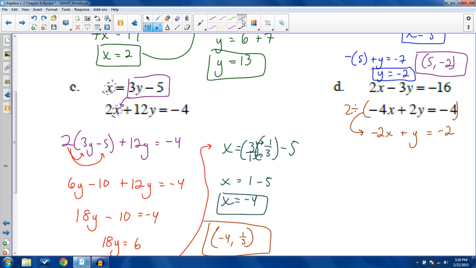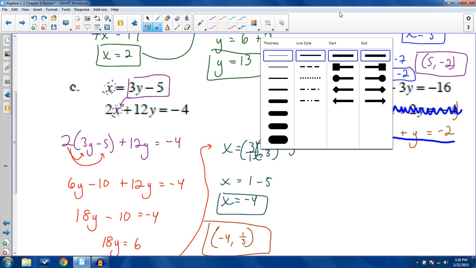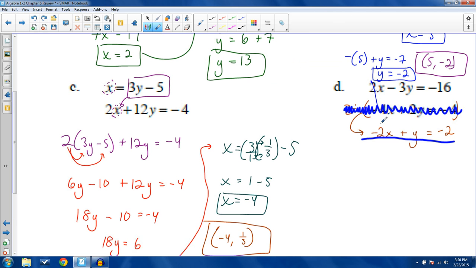So now that I'm at that step, this equation can go away. It's kind of getting in my way. I can line these up again and do the exact same thing as I did last time. Add down. 2x minus 2x is 0. Negative 3y plus 1y is negative 2y. Negative 16 minus 2 is negative 18.